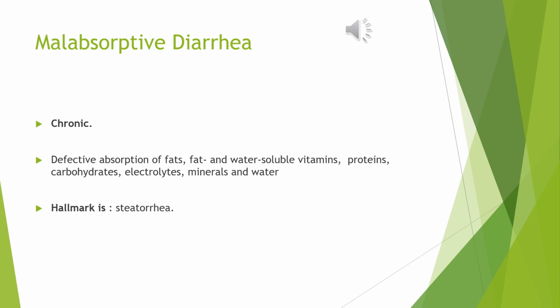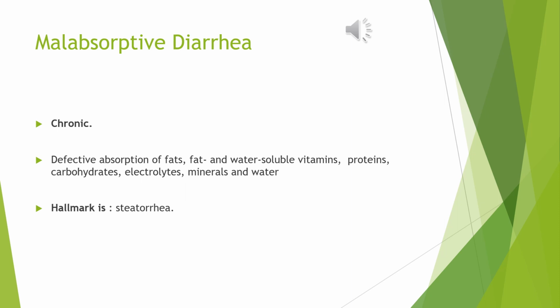So malabsorptive diarrhea is a chronic diarrhea, and it is a result of the defective absorption of many nutrients like fat and water soluble vitamins, proteins, carbohydrates, electrolytes, minerals, and water. So defective absorption of all of these substances can result in chronic diarrhea.